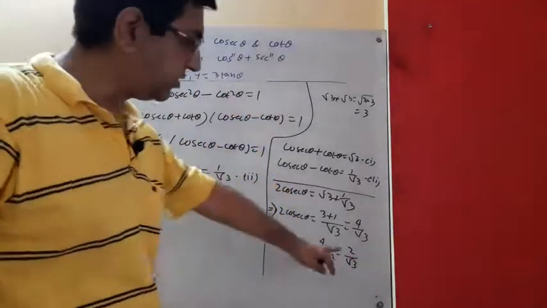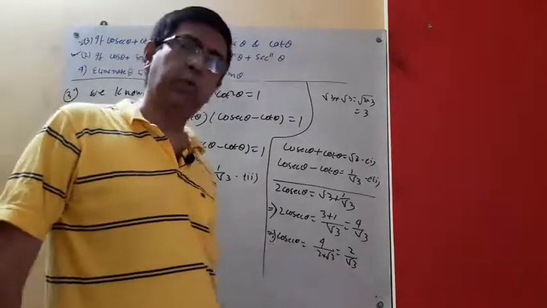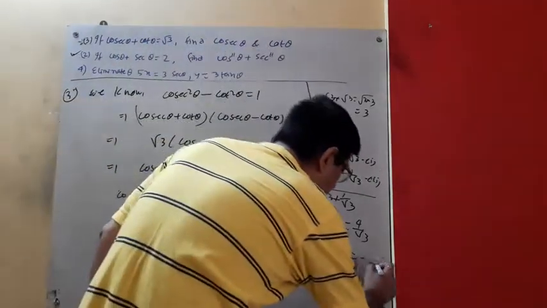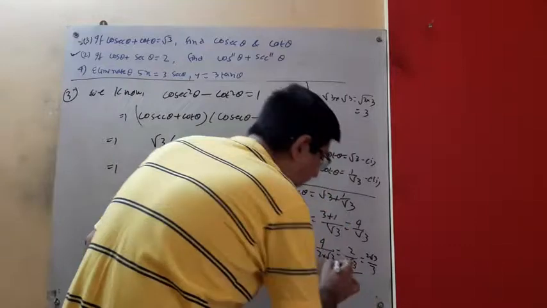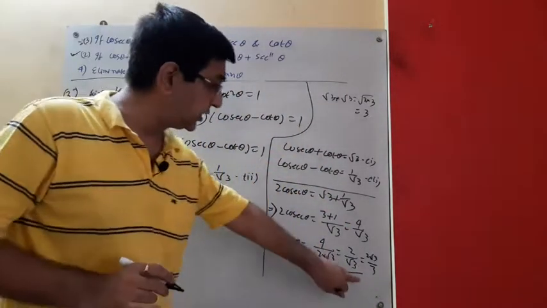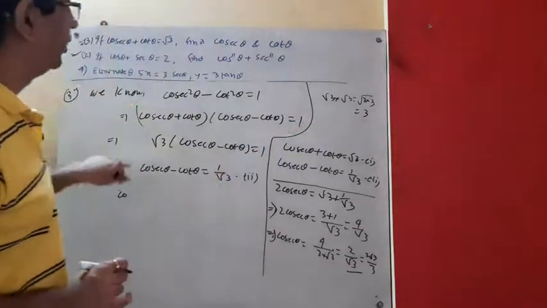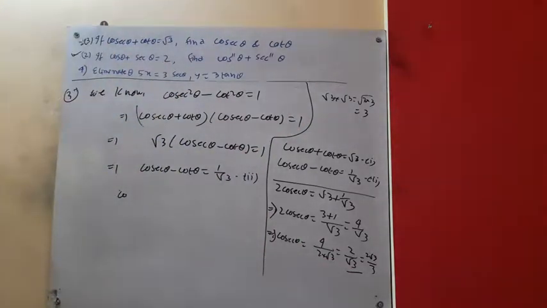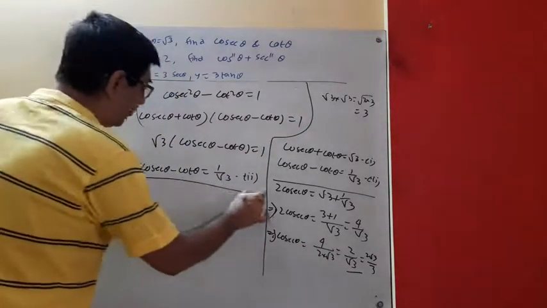You can rationalize, or multiply both sides by root 3. So you will get 2 root 3 by 3, or you can keep it, no problem. Now with the help of cosec theta, we can find the value of cot theta. How will I find?